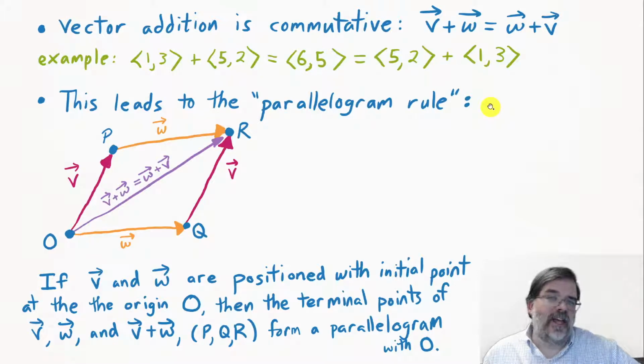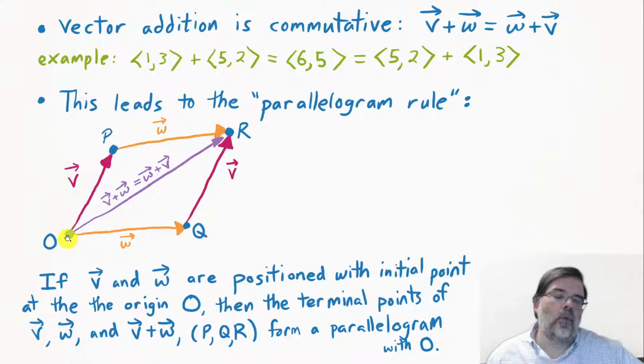And this observation actually leads to an interesting visual result, which is sometimes called the parallelogram rule. And here's the idea. Now remember, when you're drawing a vector, the starting point doesn't matter. Vectors aren't tied to a particular location in space. So in this diagram right here, here's the vector v, but I could also draw the vector v over here. I could draw the vector v with any starting point you want.